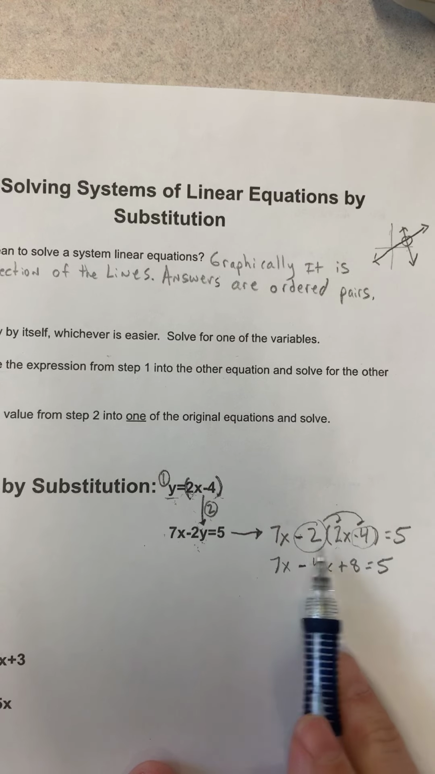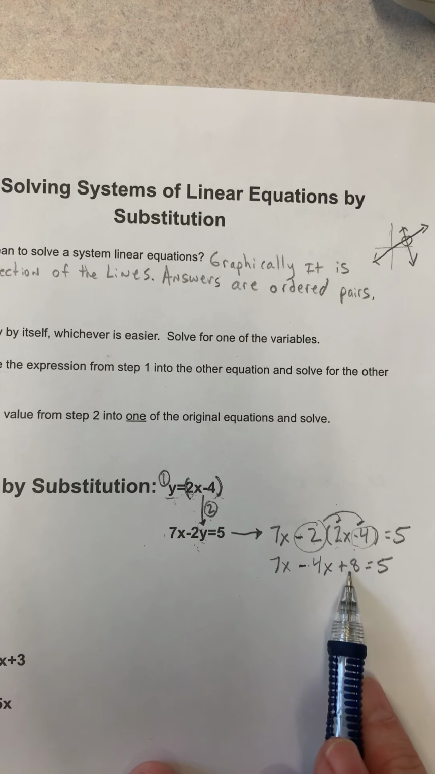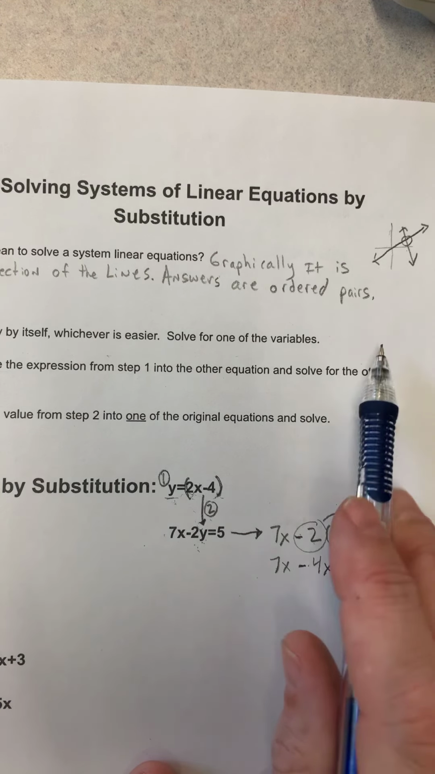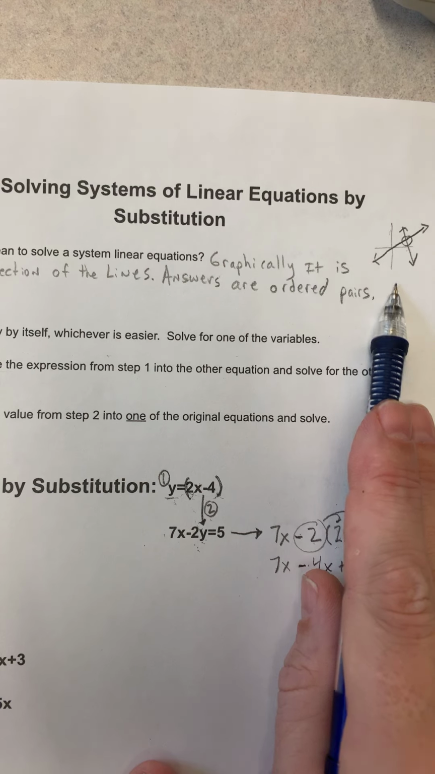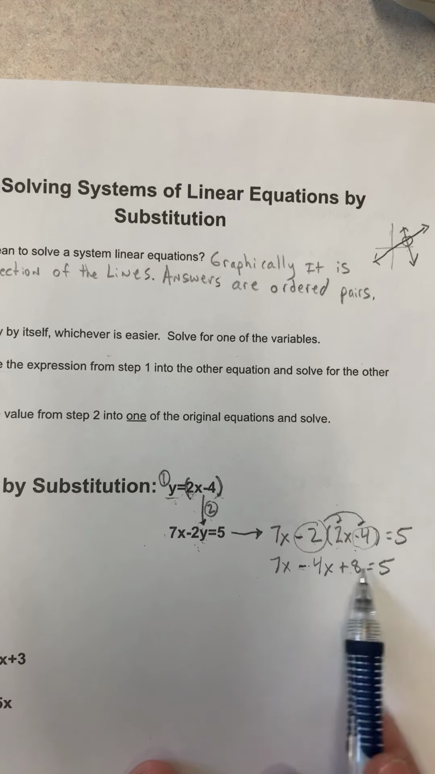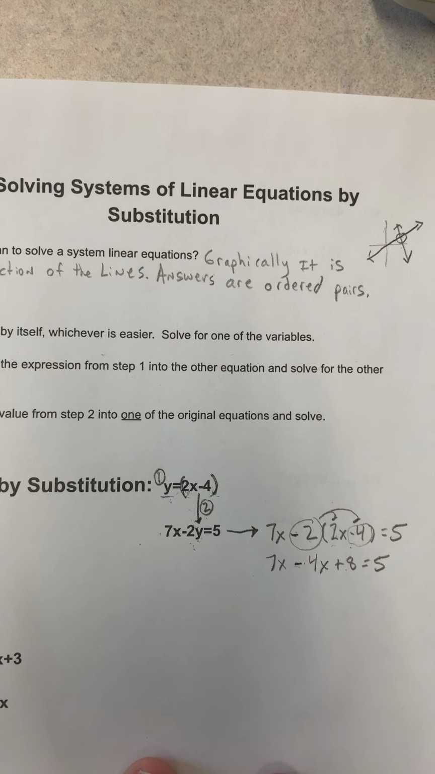And again, take care when you're distributing. If I made a mistake here or here, it's not going to come out. I'm not going to get the right intersection, just like if I graph the lines wrong. If you figured your slope wrong or your y-intercept when we were graphing these last week, same thing goes here. If we make a mistake, we're not going to get the correct solution. Then we'll have to backtrack.